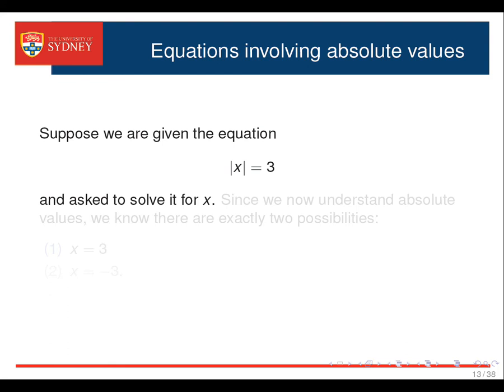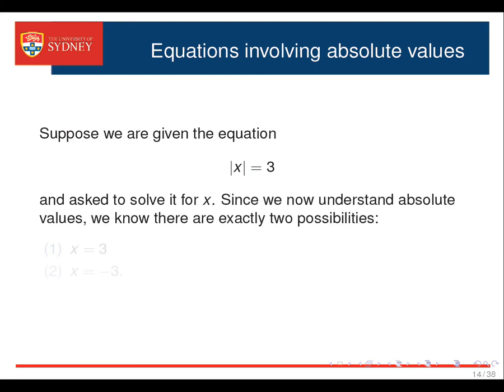Let's think about solving equations which involve absolute value signs. Suppose we're given the equation absolute value of x is 3 and asked to solve for x. Remember that this means we need to find all numbers x for which this equation is true. That is, all numbers x which have absolute value 3. But we know that there can only be two possibilities for numbers with absolute value 3. The first is just 3 itself, but also the number on the other side of 0 on the number line, minus 3, also has absolute value 3. So this equation, absolute value of x equals 3, has two solutions, 3 and minus 3.